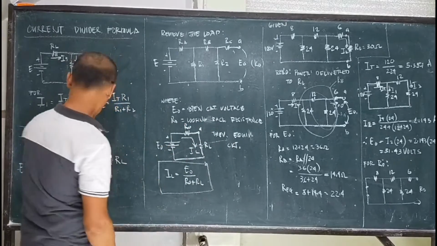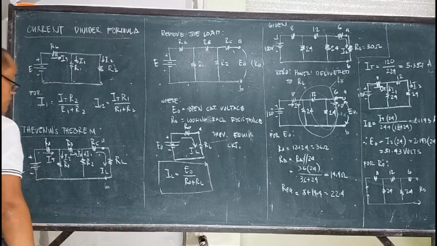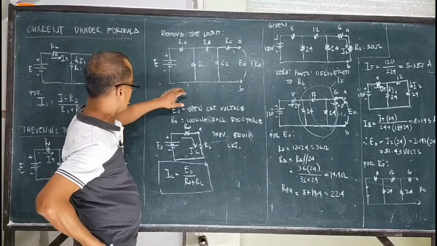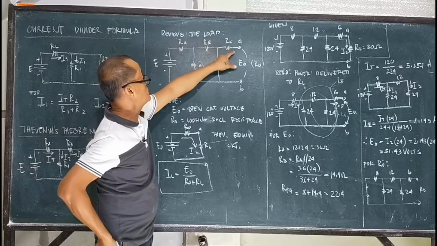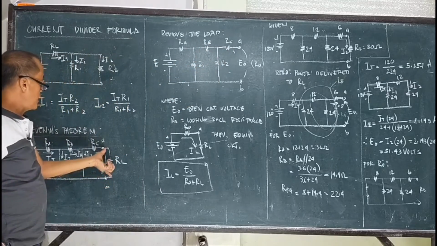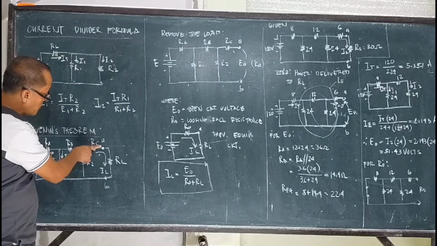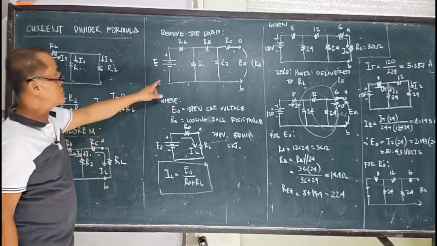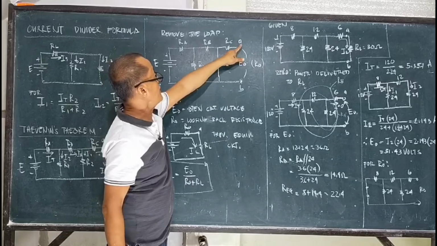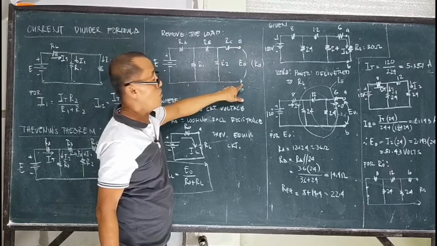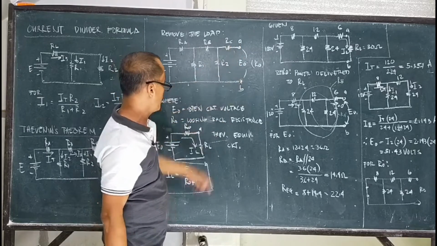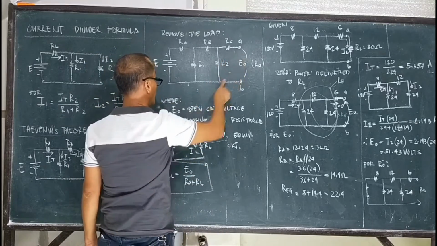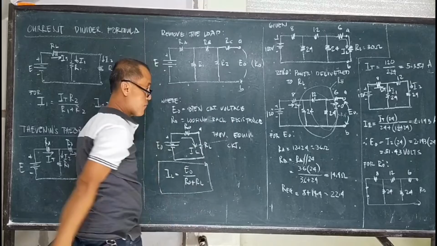So, again, the method using Thevenin's theorem, or the open circuit test, is to remove the load first. Our load here is R sub L. So we disconnect terminals A and B from the main circuit. This is now the diagram. Terminals A and B are now open, so we can now measure the voltage E sub O. This is called the open circuit voltage.